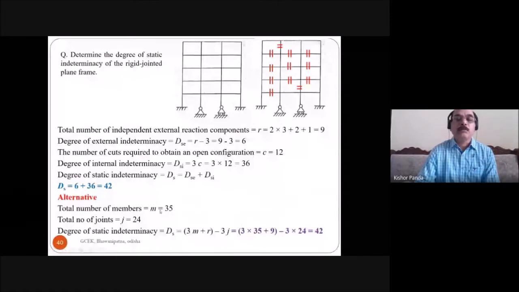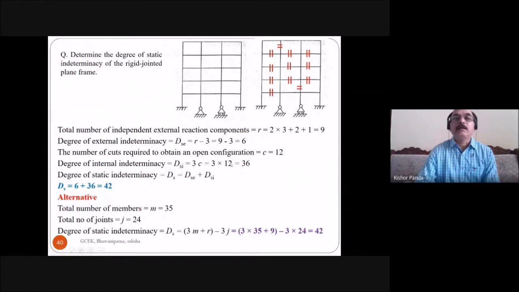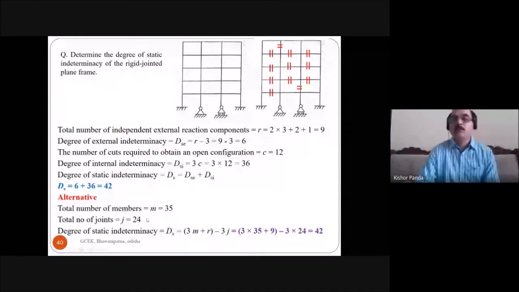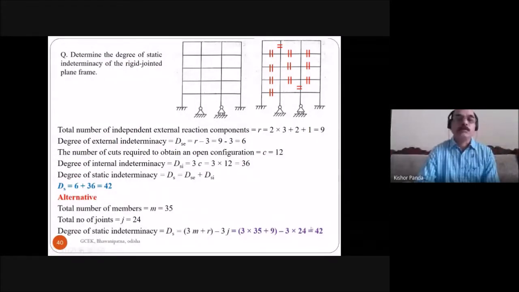You got here m is equal to 35. 3 into 35 plus r. r is 9. 3 into 35 plus 9 minus 3 into j. j is the number of joints, 24. So here you got 42. Now both are the same. So this is the degree of static indeterminacy of a rigid jointed plane frame.